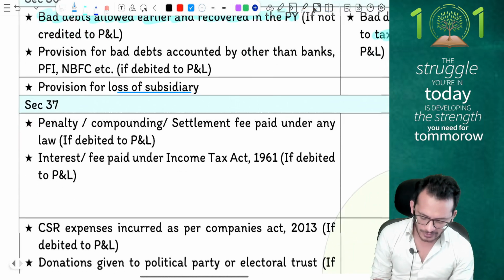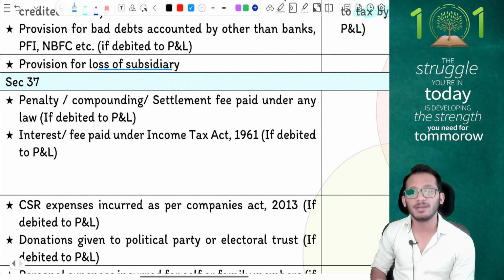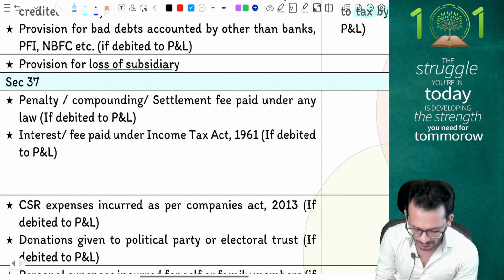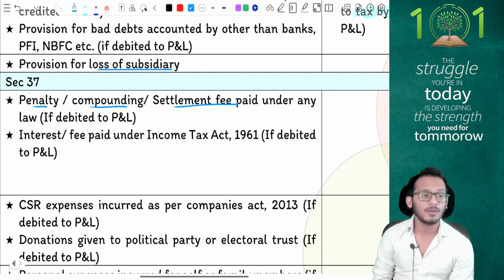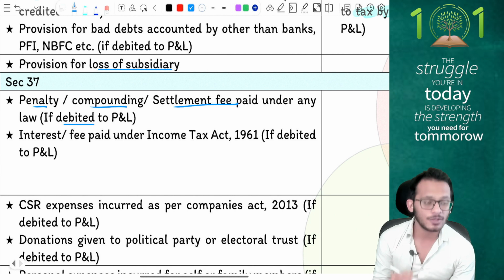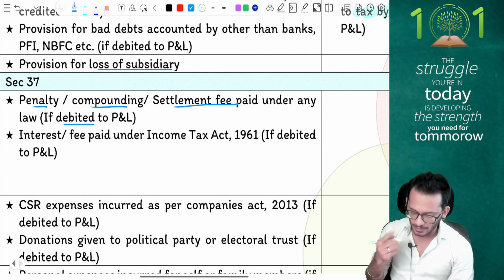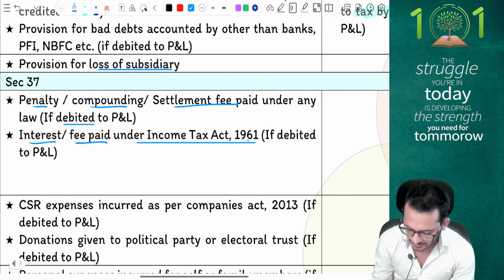Great. Now moving on to section 37, people. Section 37 talks about items which are general expenses which can be claimable or not claimable. Income tax says if you have incurred any kind of penalty, compounding fees, settlement fees and all, if you have paid for under any law, then it is not allowed as deduction, and therefore if it is already debited to P&L, please disallow. Next, if it is any kind of interest or fees which is paid under section Income Tax Act, then it is also disallowed.